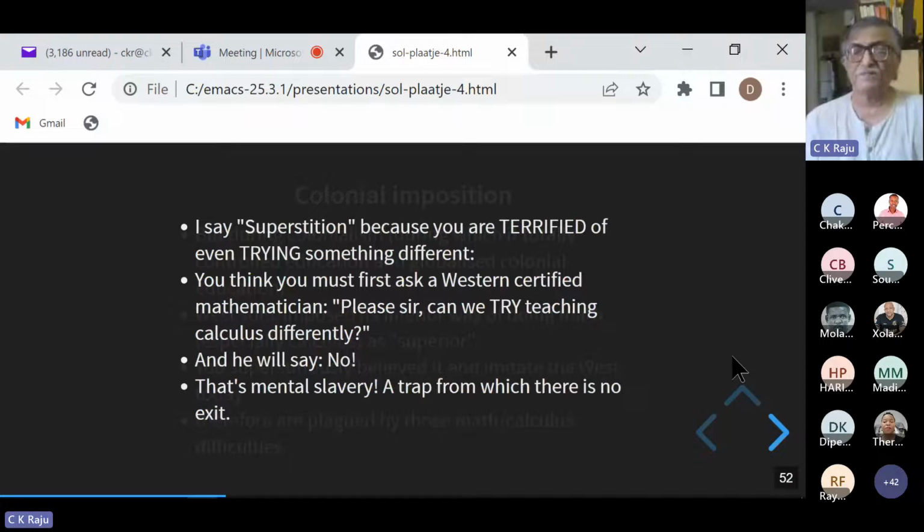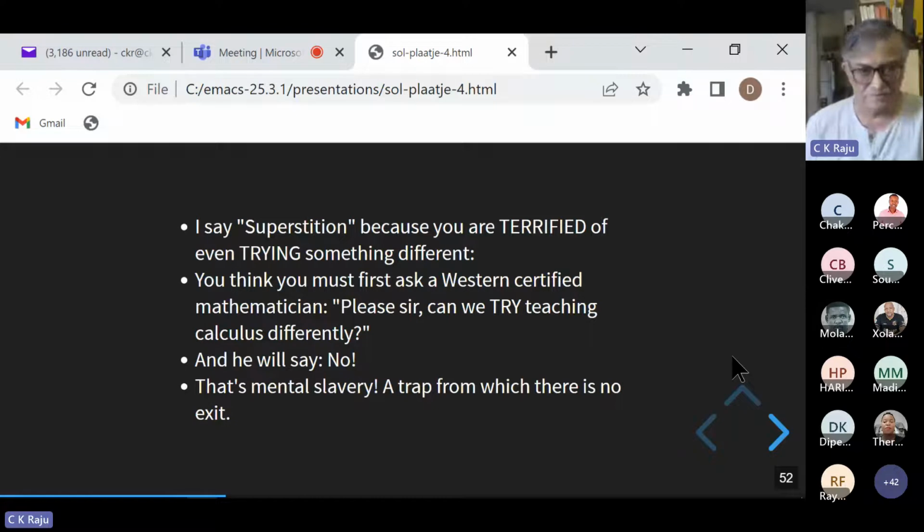And I say superstition because we are terrified of trying something different. I've been talking about this for some time. I've tried it elsewhere. I talked about it in South Africa. I said, why don't you at least try, have a trial course and see if you like it. But they are afraid because it's a taboo. All right, you ask a formal Western certified mathematician. He'll say no. Like Oliver Twist, you're standing there and saying, please, sir, can we try teaching calculus differently? And he said, no. So that's mental slavery. It's a trap from which there is no exit. And that is what we want to exit.